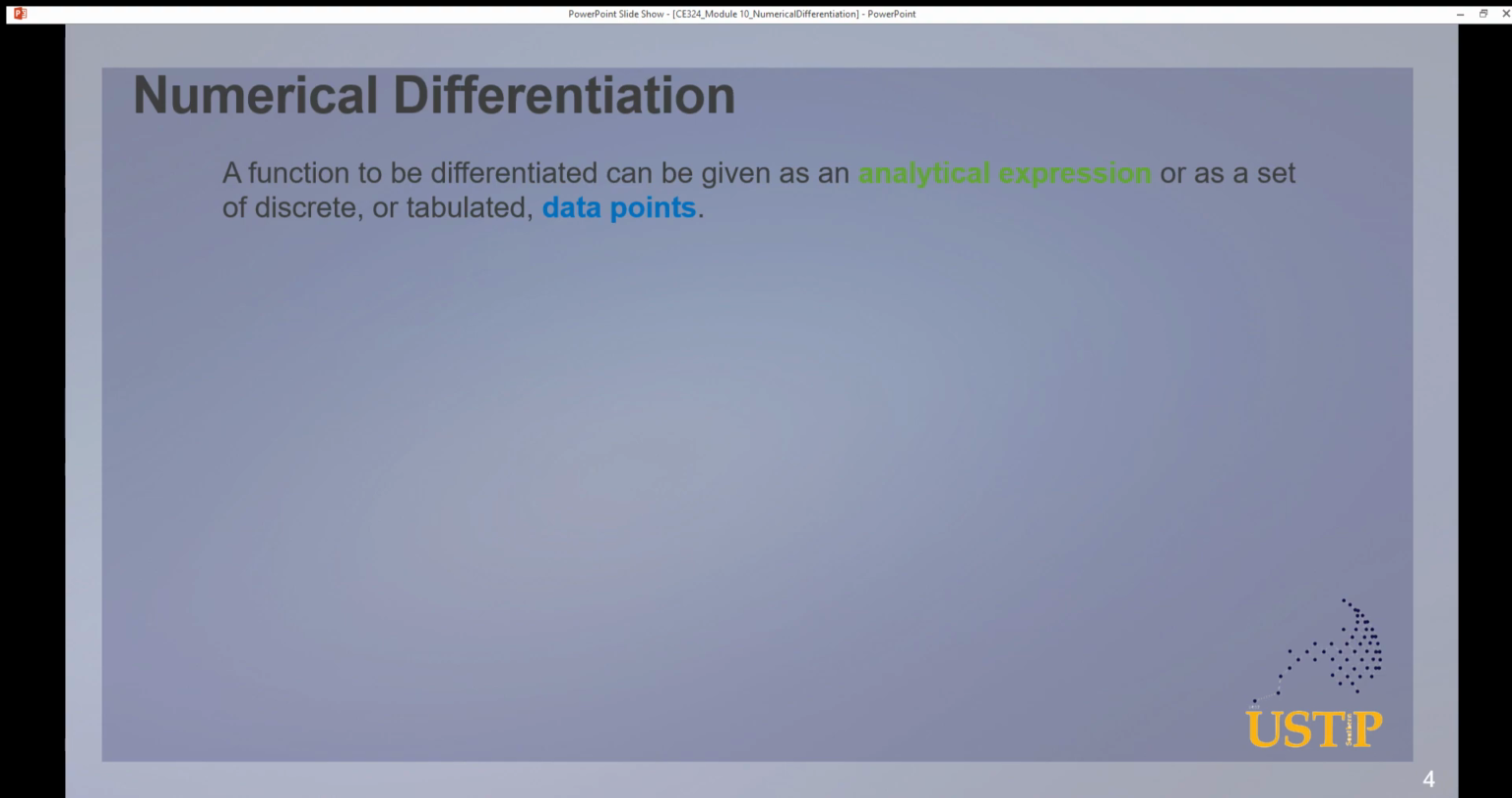Now, as engineers, you'll be dealing with real life problems, true to life problems, actual situations. In those actual situations, you do not have formulas for that. You will be given data. However, you'll have data readings.